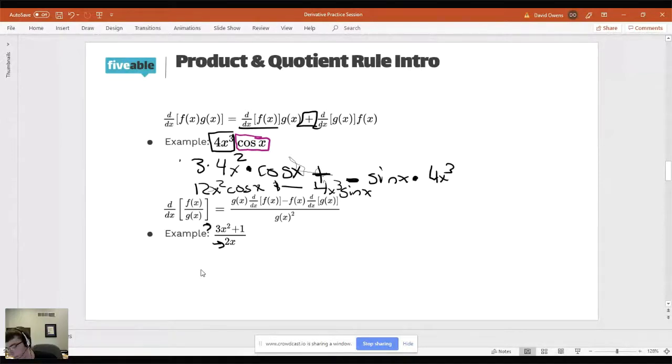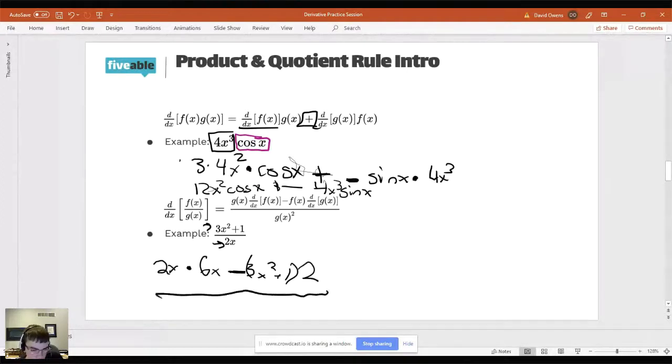So we take the bottom and multiply it by the derivative of the top, 3x squared, which is 6x, and then we subtract from that the top times the derivative of the bottom, 2x. The derivative of a linear function is just the coefficient. If you think about it, that's the instantaneous rate of change, and if it's a linear function, the slope is always the same, so it'll just be 2, and we'll take that all over the bottom squared, 2x squared.